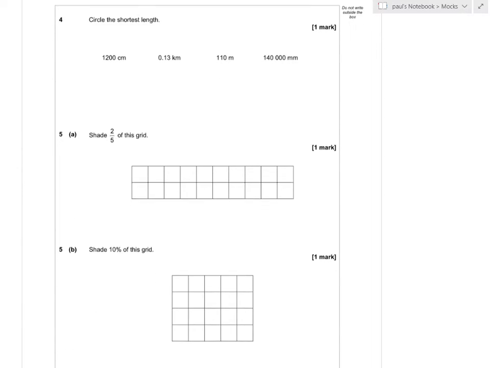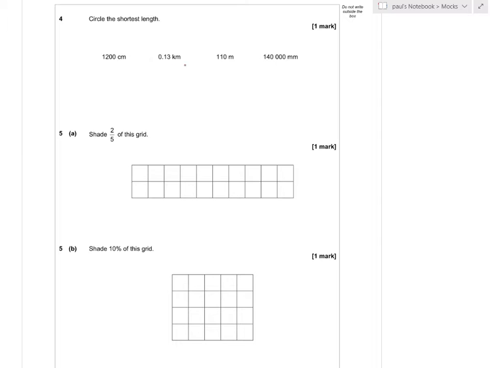Number 4, circle the shortest length. Right, so we've got millimeters, meters. Ooh. What are we going to change it all to? 110. So that's 130 meters. That's 12 meters. And what's this? Centimeters. Yeah, that's 140 meters. So it looks like that 12. Yeah, so it's the 12.